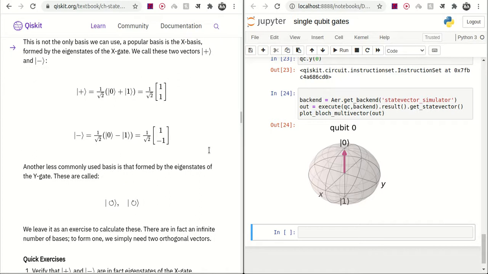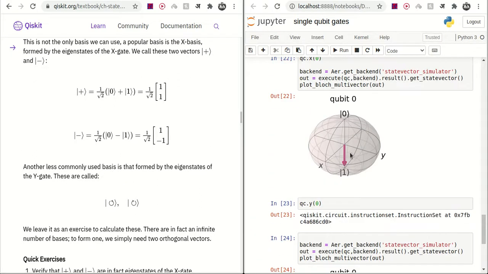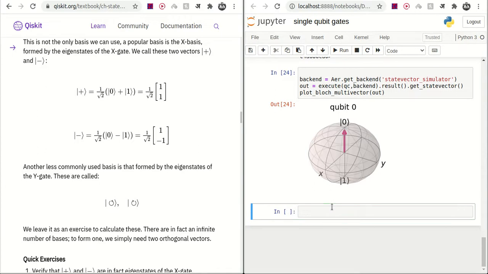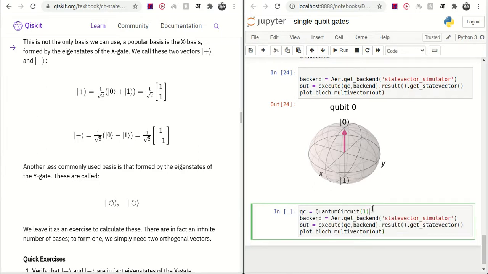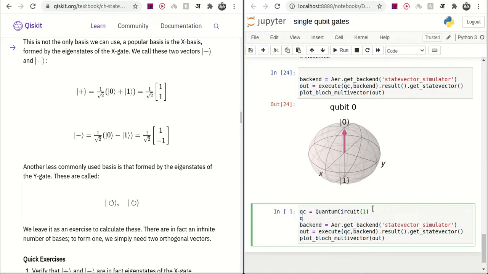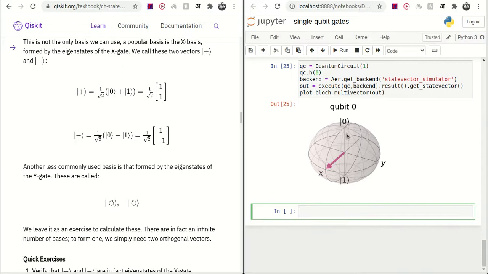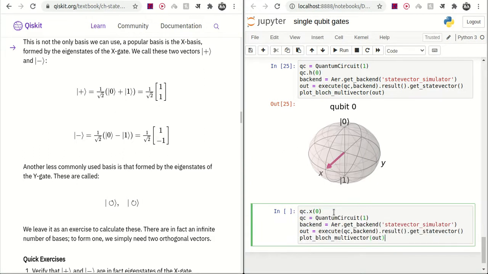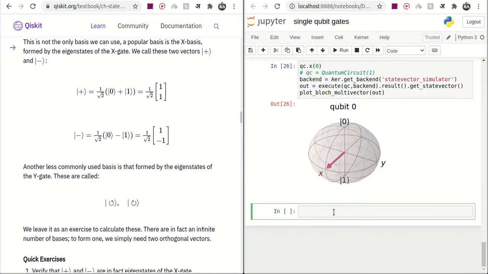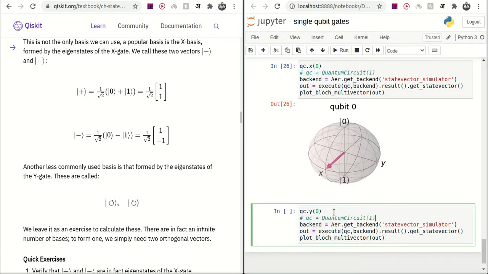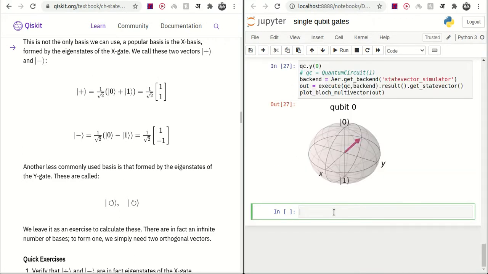Now we will do something good. We will convert z to x. This is a Hadamard gate. What is it doing? It is converting 0 to x. Now we apply qc.x(0). Since this is in the x direction, it should leave it here. But if we apply qc.y(0), it will rotate, I guess, according to our prediction. Yeah, it has rotated exactly.